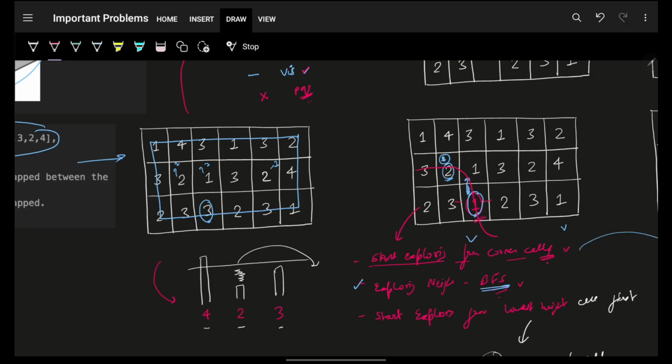So I told you in the very beginning, I will explore the smallest cell. When I explore 1, its neighbors are 4 and 3, which are already visited, so I will not put them in the priority queue.